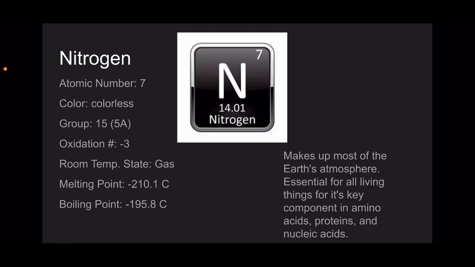Next up, we have nitrogen. Its atomic number is 7. It is colorless, and it is located in group 15 or 5A on the periodic table. Its oxidation number is minus 3. At room temperature, it is a gas. Its melting point is negative 210.1 degrees Celsius. Its boiling point is negative 195.8 degrees Celsius.